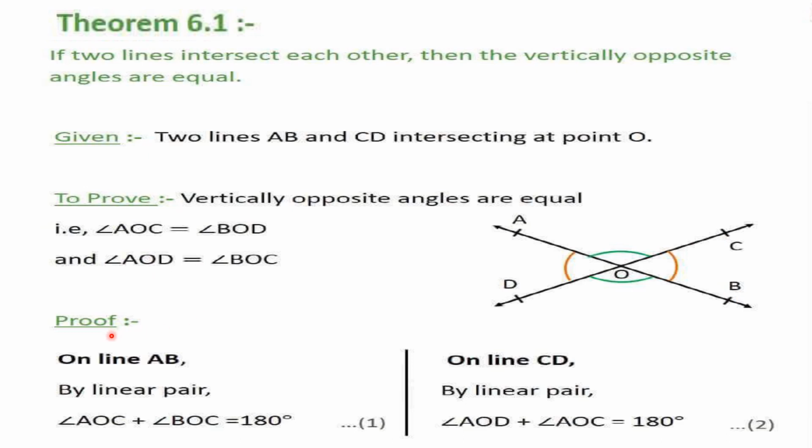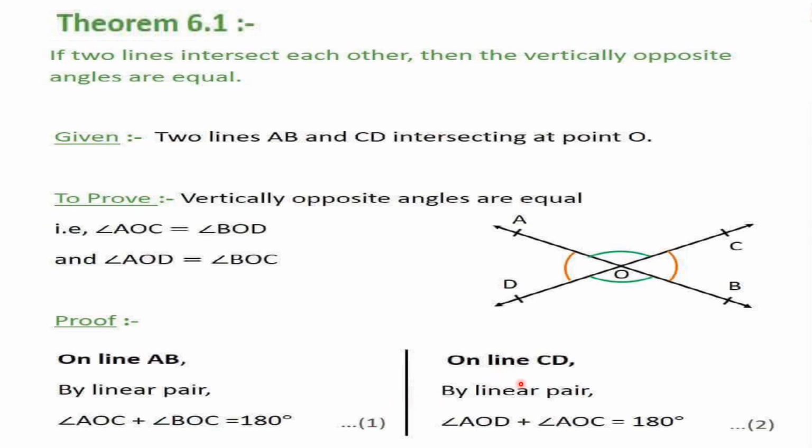We are going to prove these two statements. On the line AB, observe the figure and observe the steps, my dear children. Here on line CD, by linear pair, these two angles are a linear pair. Here also, the two angles are forming a linear pair. Angle AOC plus angle BOC is 180 degrees. Isn't it, my children? Angle AOC and angle BOC form a linear pair, which means the sum of these two angles is 180 degrees.